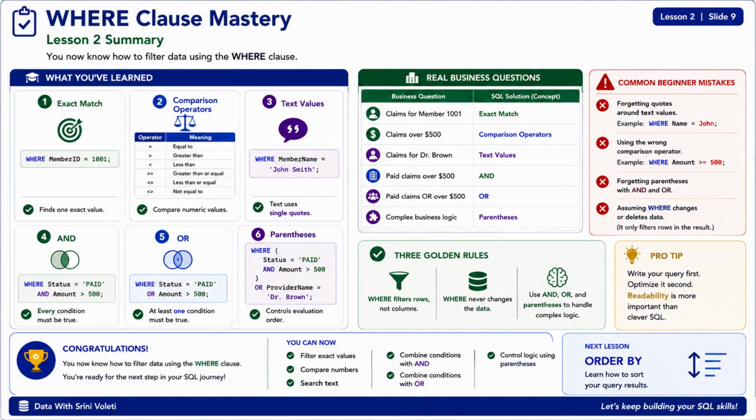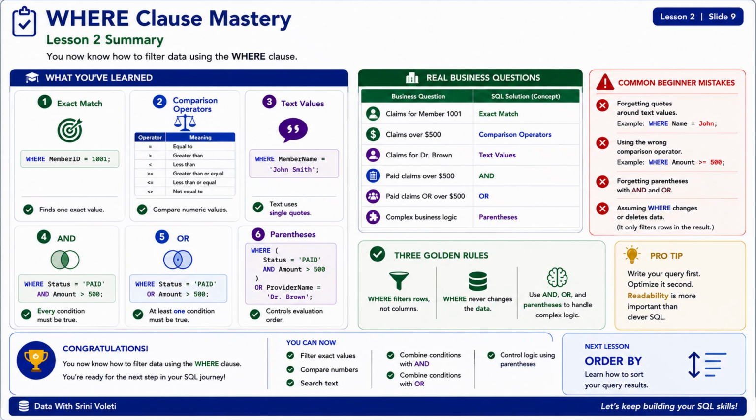Finally, we learned how to use parentheses. Parentheses let us control the order in which SQL evaluates conditions. Whenever you are combining AND and OR in the same query, using parentheses makes your logic easier to understand and helps prevent unexpected results. It's one of the best habits you can develop as a SQL programmer.